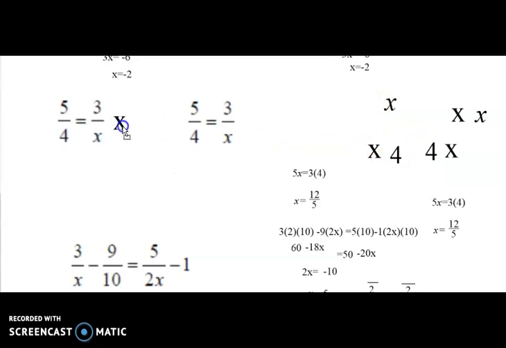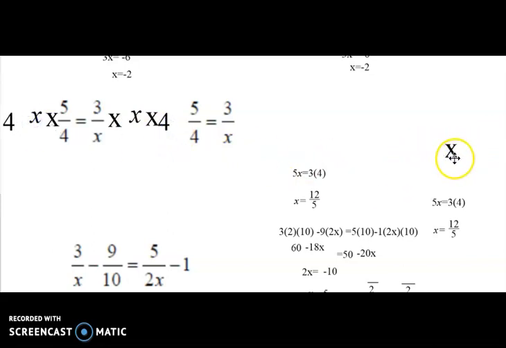Step by step, let's do this. Firstly, I will multiply with x on both sides to get rid of the x underneath the line, right? Then I will multiply on both sides by 4 to get rid of the 4 underneath the line on the left hand side. Multiply by 4, right? So then 4 will cancel out the 4, x will cancel out the x.